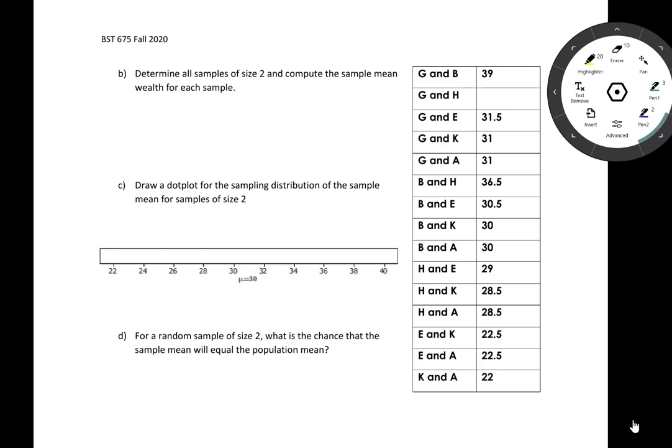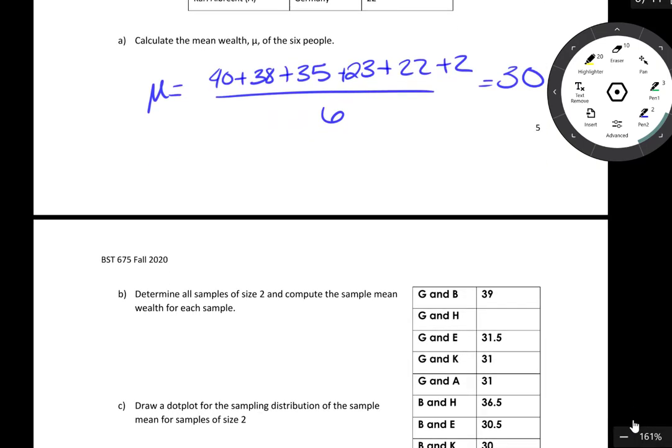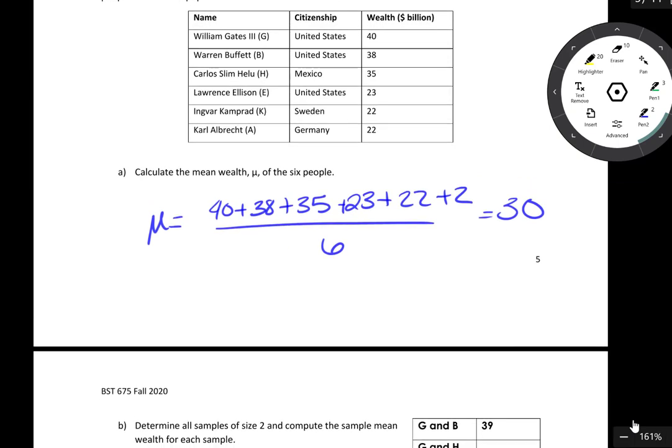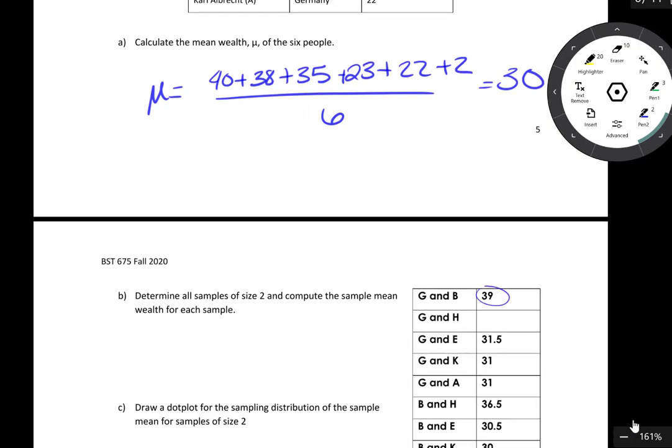And so over here on the right, what we've done is I have written down all of the possible samples of size 2. So if we go up here, you'll notice that next to their names, I have a letter for each to make it easier to denote who they are. For example, this first sample is G and B. So that would be Bill Gates and Warren Buffett. If we were to take the average of their wealth, we would have 40 plus 38 divided by 2 is 39. And so that's exactly what we have right here.